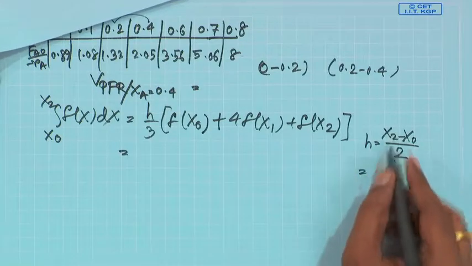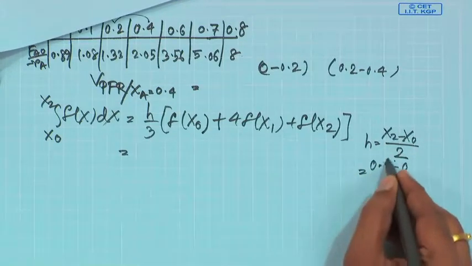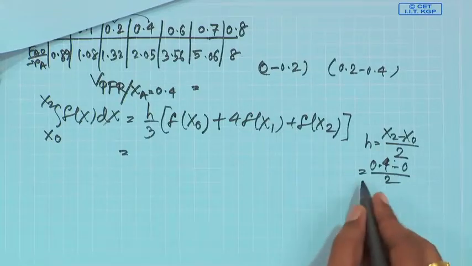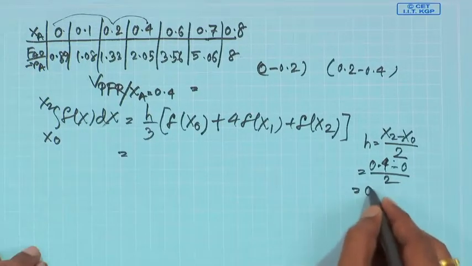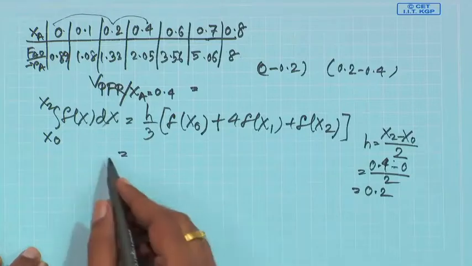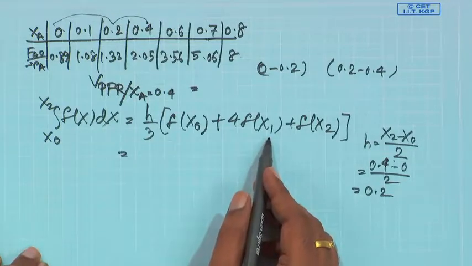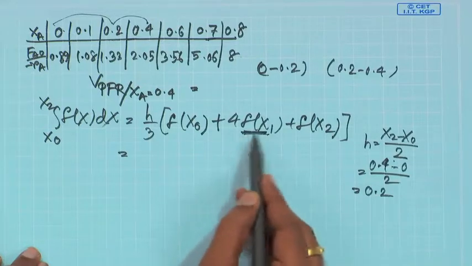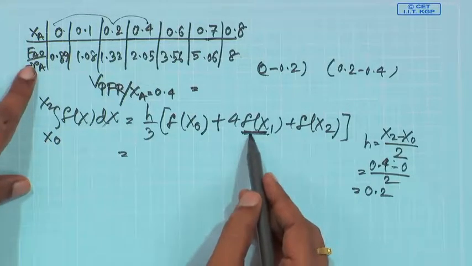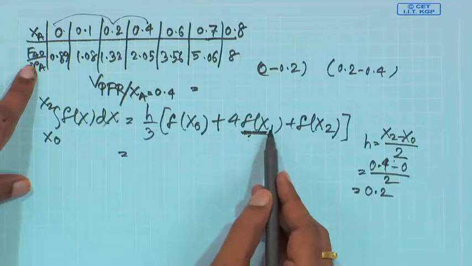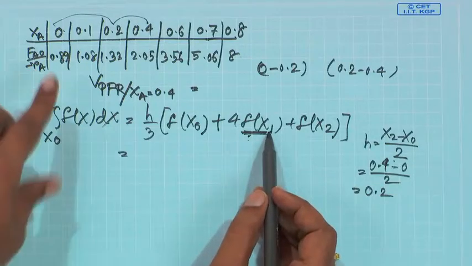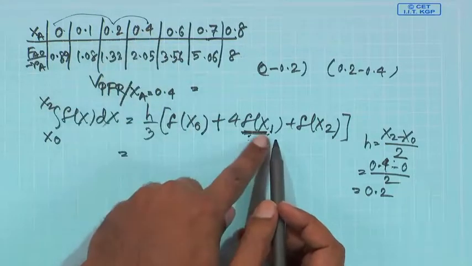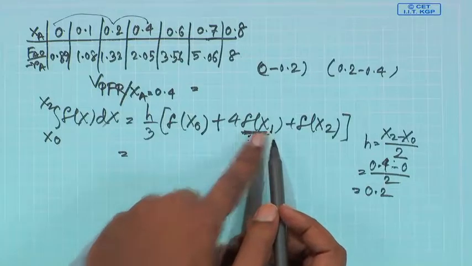So, here x2 is 0.4, x0 is 0, and h is 0.2. Now, what is the value of x1? That is necessary, because f(x1) is basically the value of FA0 by minus rA, where x equals x1. So, you have to find out the value of FA0 by minus rA that corresponds to x1.